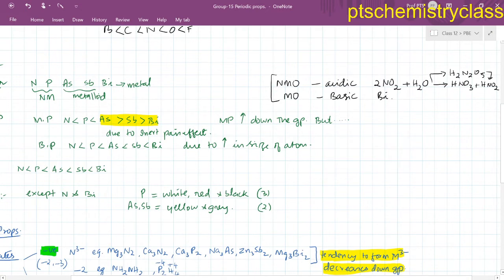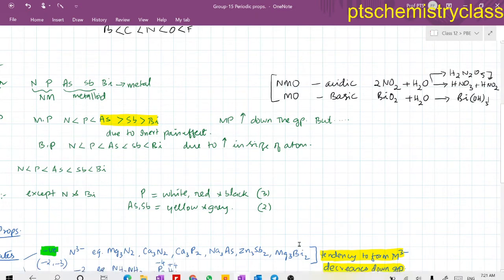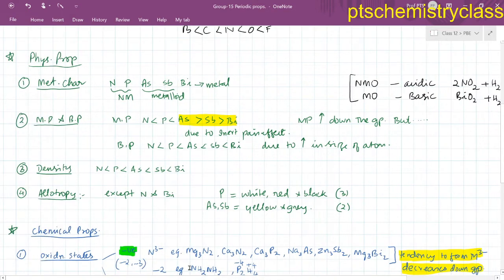If you take, say, bismuth oxide, Bi2O3, and add water, then it will form hydroxide. So it will be basic in nature. So by remembering the metallic character, you can predict the acidic or basic property of the oxides also. So that point you have to remember whenever you think of metallic character.